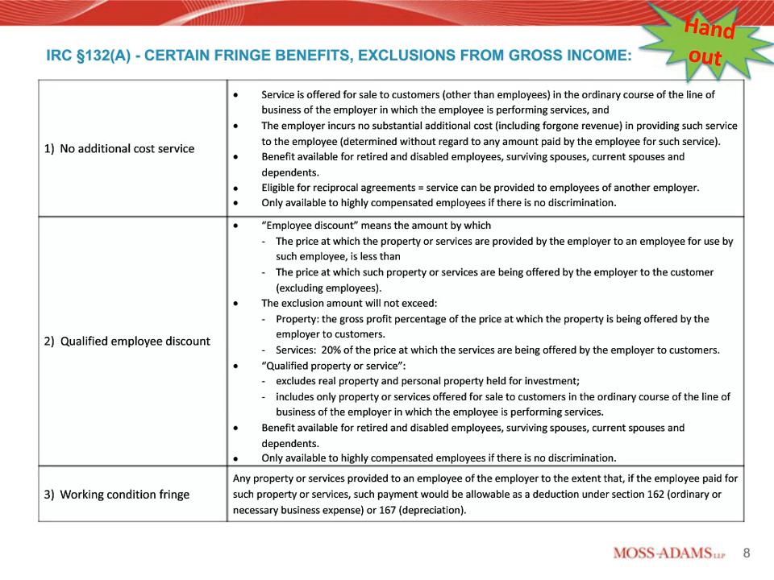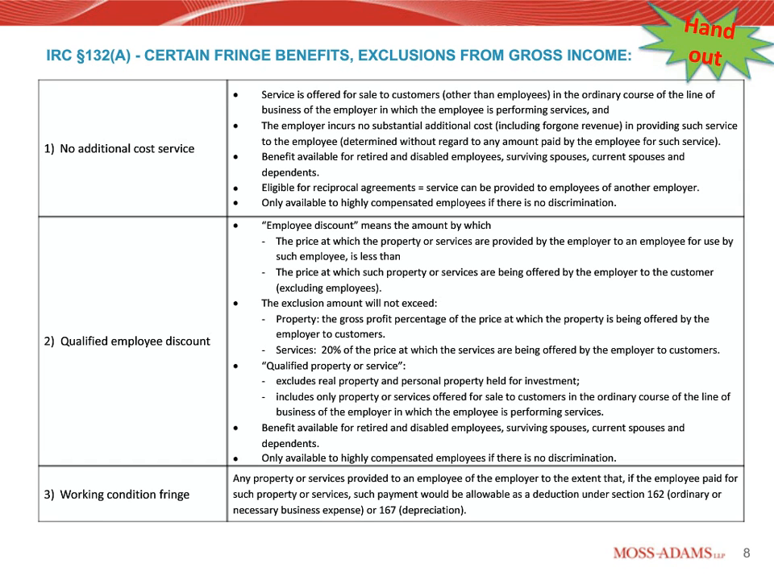Qualified property or service is going to exclude real property and personal property held for investment, and it includes only property or services offered for sale to customers in the ordinary course of the line of business that the employee is in. So same situation we talked about before with the airline and the bus situation. You cannot offer a discount at a bookstore to an employee who works in a different line of business. That's not going to work for this particular exclusion.